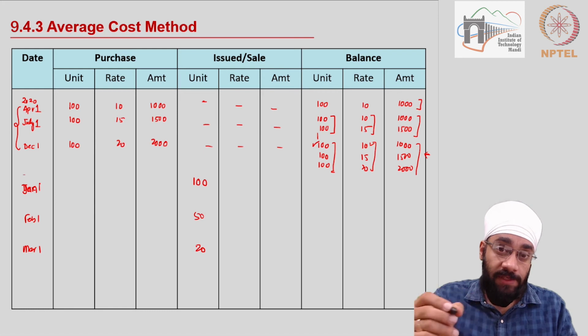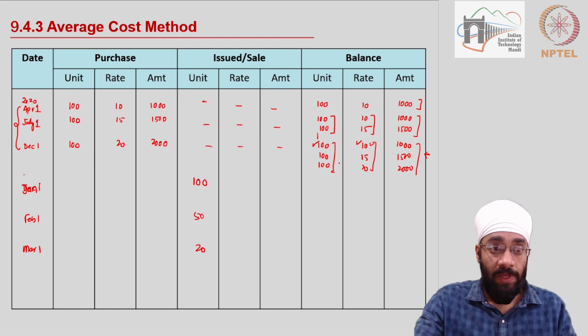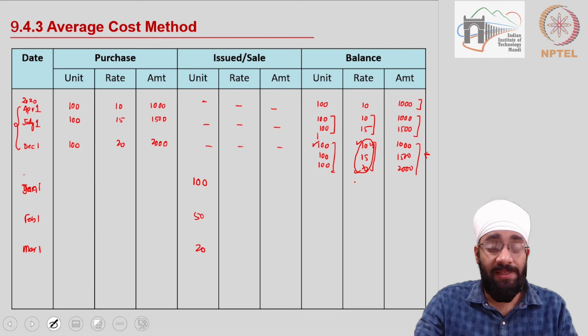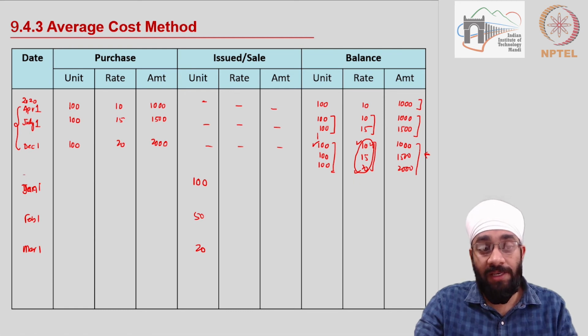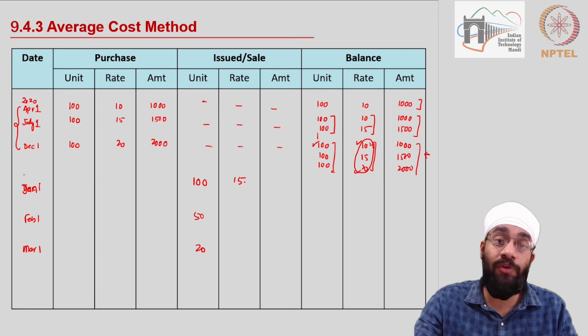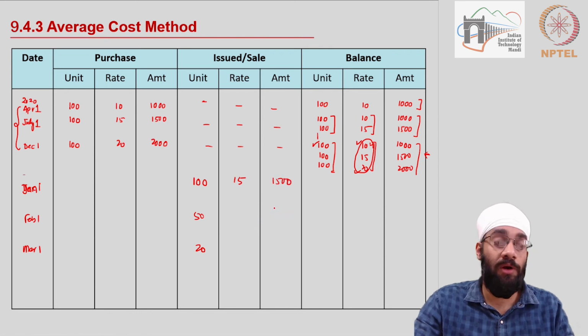In the first in first out we used this 10. In the last in first out we used 20. In the average cost method we are just going to use the average of these three. That's it. So the average of these three comes out to be what? 15, 35, 45, 3. Yeah. So 15 is the average, and we are going to sell the stock. We are going to record the outward going stock at 15. Therefore, you have 1500 rupees worth of stock which is going out.